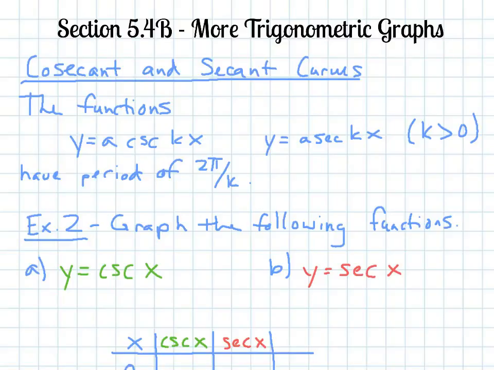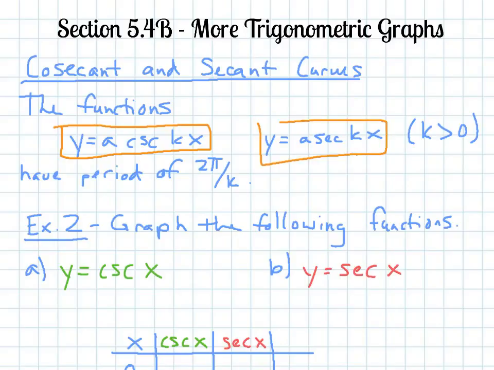Today's lesson, section 5.4b, we'll be talking about more trig graphs. Today we'll be talking about the cosecant and secant curves. So the functions for cosecant and secant will look similar to the ones below here, where we have y equals a times cosecant of kx, and then also y equals a secant kx.